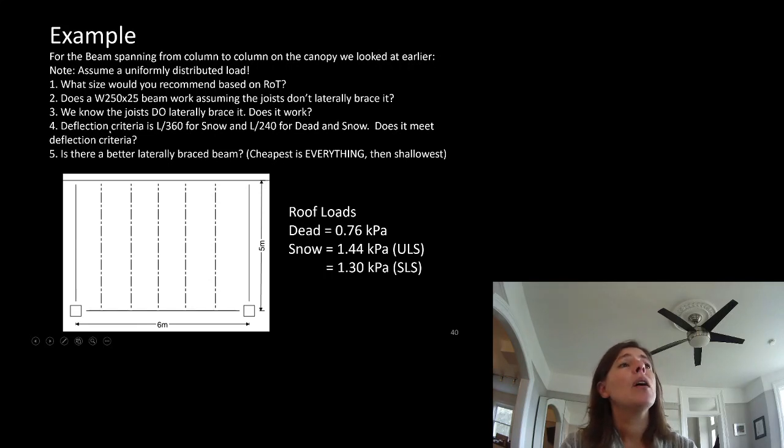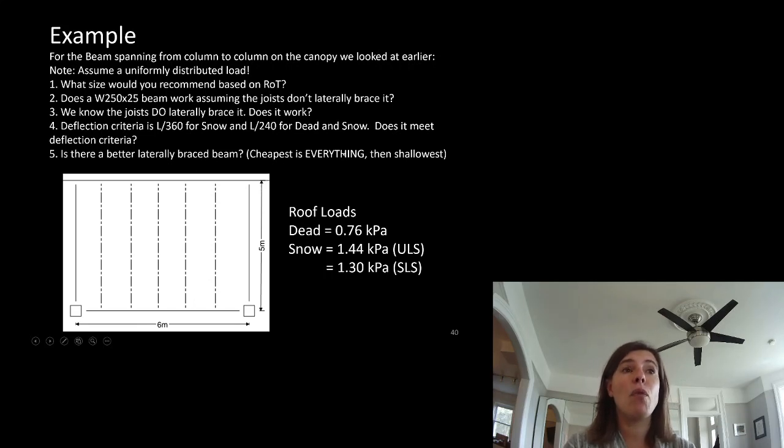And then they've said, well, we were given deflection criteria of L over 360 for snow and L over 240 for dead and snow. Remember, those are the criteria we talked about, I think, in our first lecture. We want to know, does this meet the deflection criteria as well? So we want to know about our strength and our stiffness. And then they said, okay, that's great. You've told us if it works or it doesn't. Is there a better laterally braced beam? So remember, our unbraced length would be the distance between the joists.